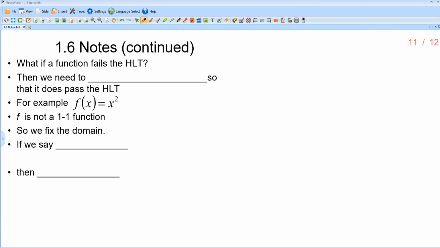So now, last and extremely important thing. What if a function fails the horizontal line test? So you can fail the horizontal line test, which means that there is no inverse, but sometimes we can fix that. What we are able to do sometimes is restrict the domain.